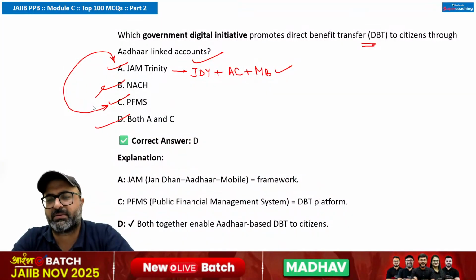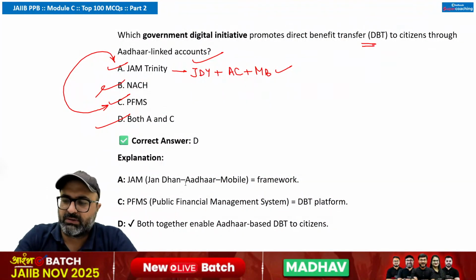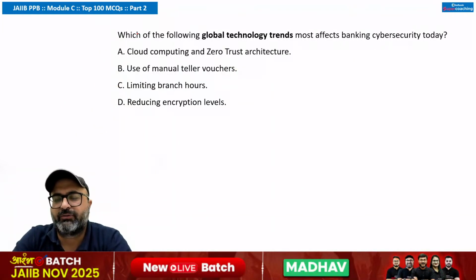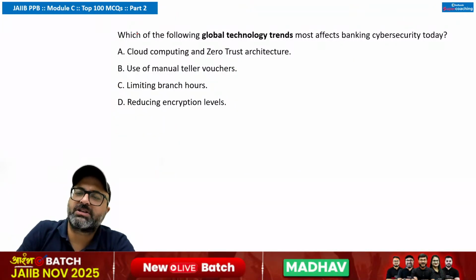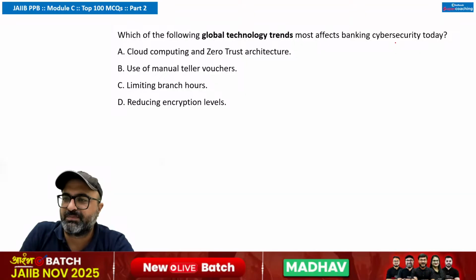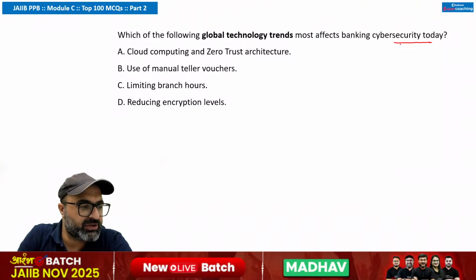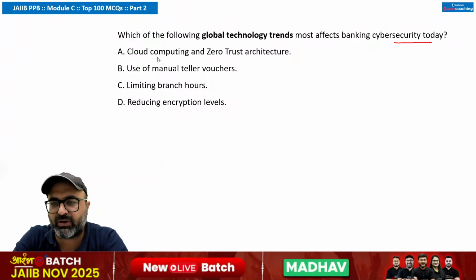Moving on to the next question, 18th question of the evening. देखते हैं जरा इसका क्या आंसर होगा. What will be the question for you? Which of the following global technology trends most affects banking cyber security today? तो आज की डेट में साइबर सिक्योरिटी जो है वो इफेक्ट हो रही है किसकी वजह से? क्लाउड कंप्यूटिंग एंड जीरो ट्रस्ट आर्किटेक्चर.